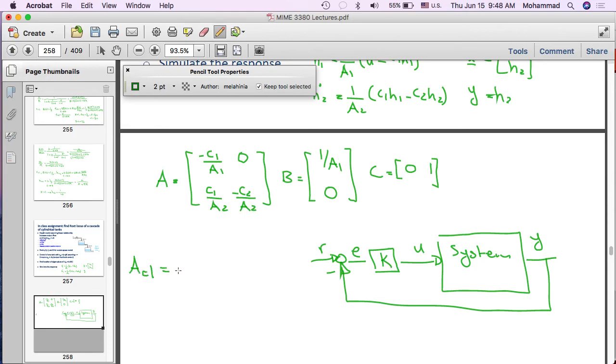A closed loop, as you know, is equal to A minus K times B times C. So we need to calculate B times C first. B is 2 by 1, C is 1 by 2, so the result would be 2 by 2. The first row, first column is 0. First row, second column is 1 over A1. Row 2, column 1, and row 2, column 2 are both equal to 0.